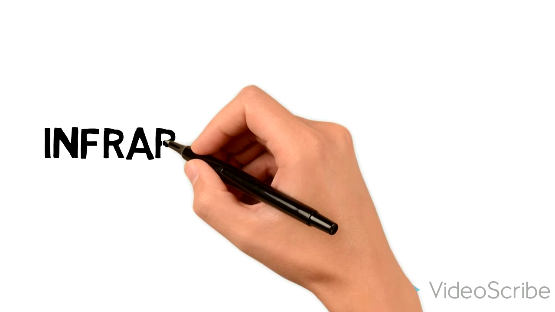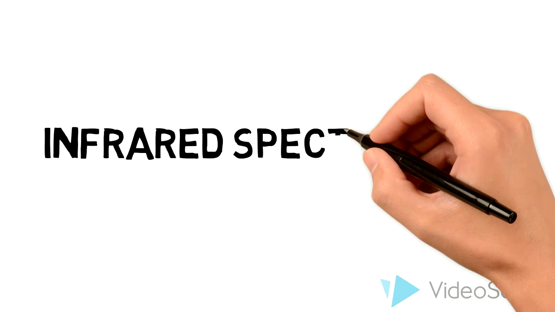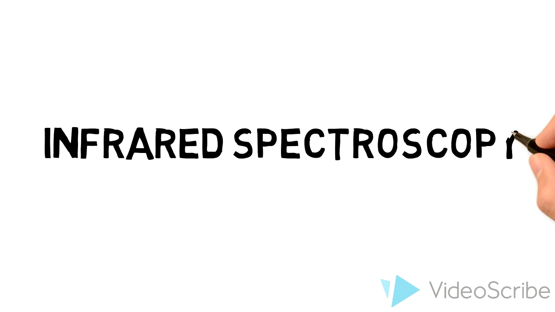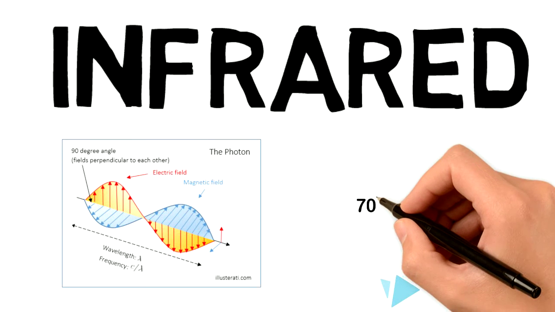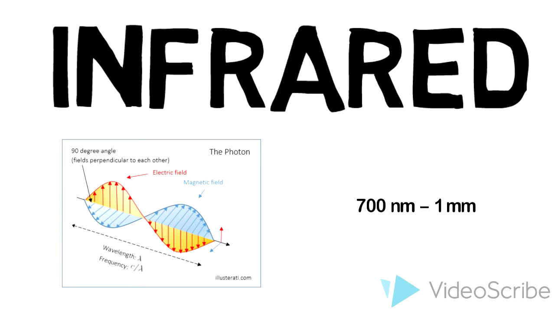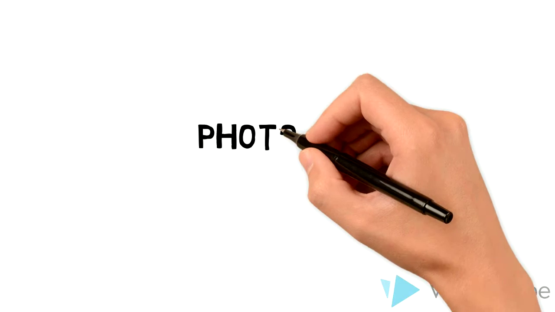Infrared spectroscopy is a powerful and convenient characterization technique with wide applications. It provides us with information about the types of bond present, and hence the functional group within a compound. Infrared radiation is an electromagnetic wave with wavelength ranging from 700 nanometers to 1 millimeter. A quantum of electromagnetic radiation is also referred to as a photon.